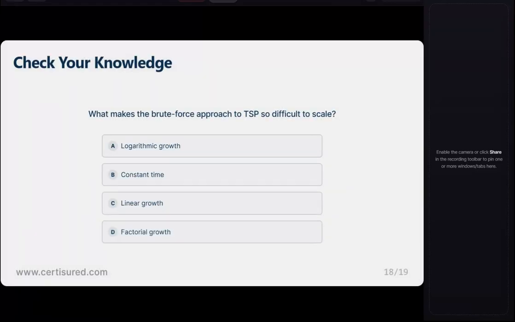Let's take a quick moment to check what we've learned. Looking at the options on the screen, what is the primary reason the brute force approach to the traveling salesman problem is so difficult to scale as we add more cities? Is it logarithmic, constant, linear, or factorial growth? Take a second to think about it.